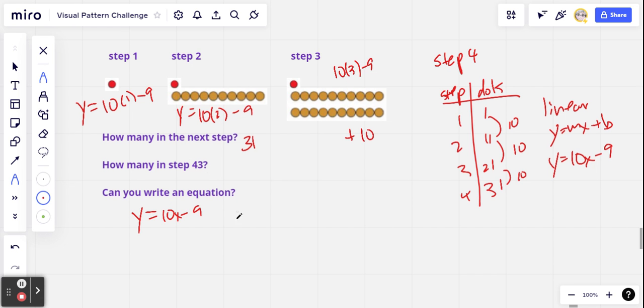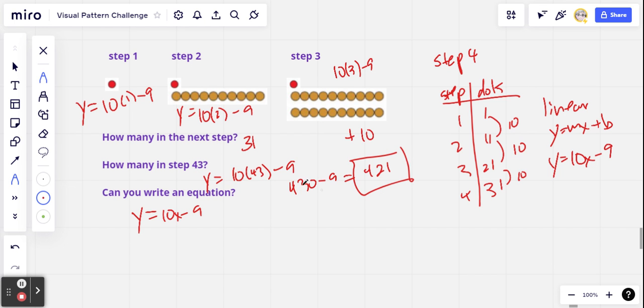And now to get the number in step 43, we're just going to plug 43 in for x. So y equals 10 times 43 minus 9. So 10 times 43 is 430. So 430 minus 9 is 421. So I think there are 421 dots in step 43.